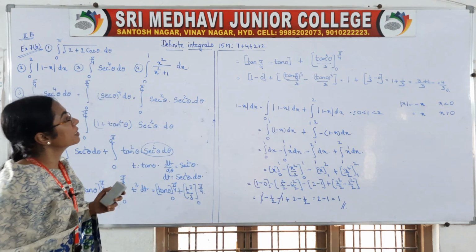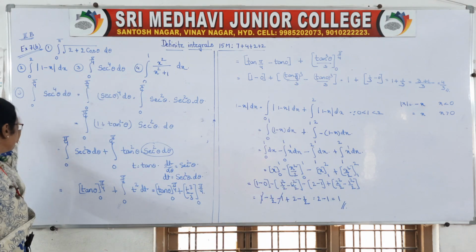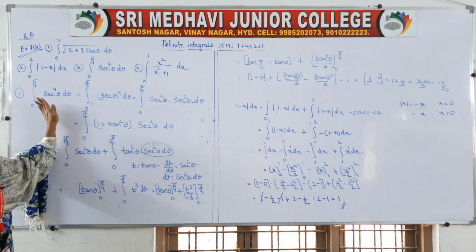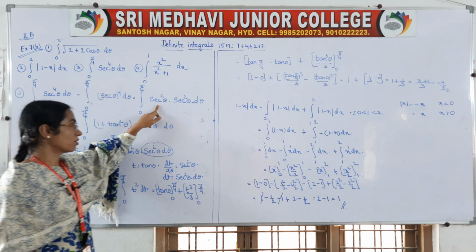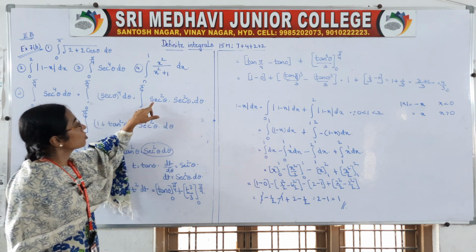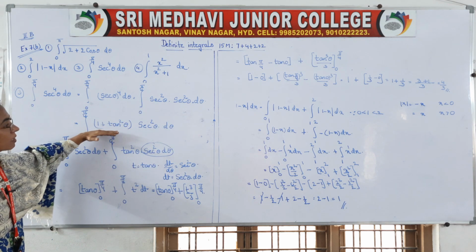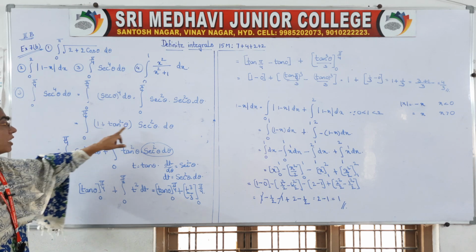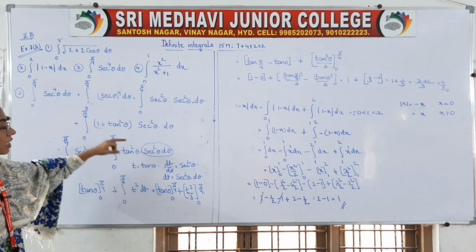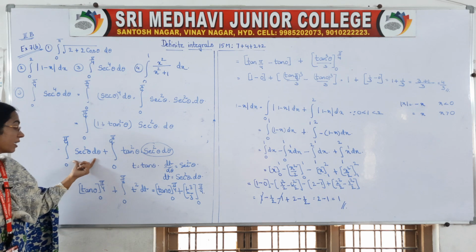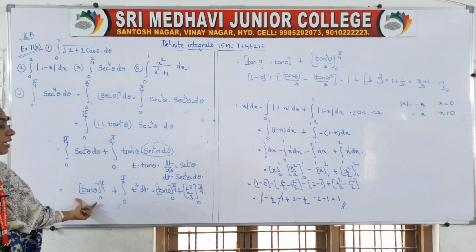Okay. So this is your question number 3, right? So we got secant to the power of 4 theta. There is no direct formula for this. So you write down sec square theta into sec square theta d theta. Sec square theta can be taken as 1 plus tan square theta. Then open the brackets: 1 into secant square theta, tan square theta into secant square theta. Sec square theta is a direct formula, tan theta.